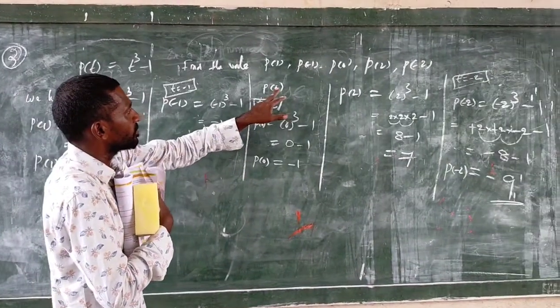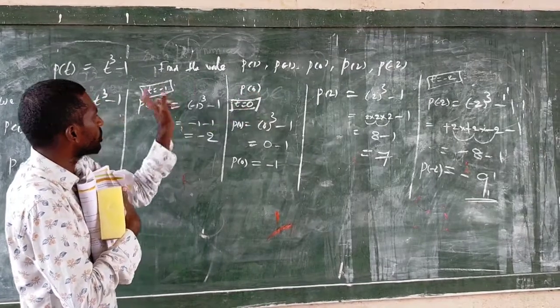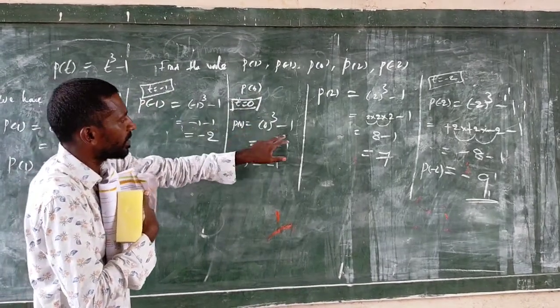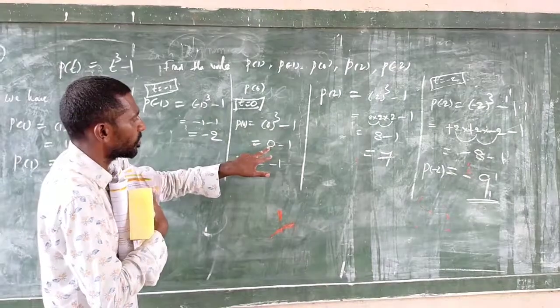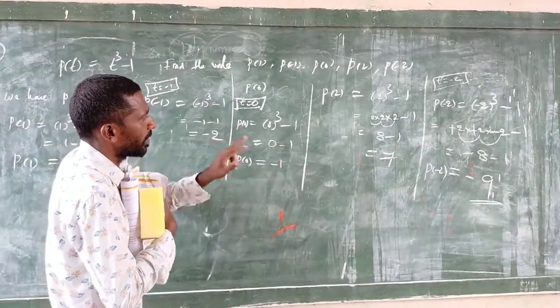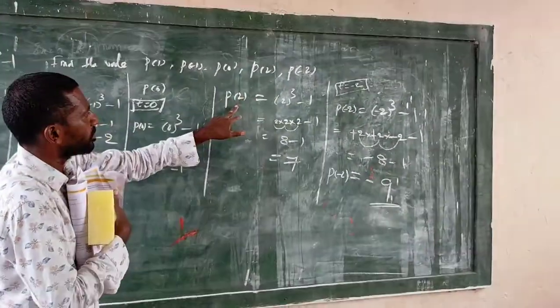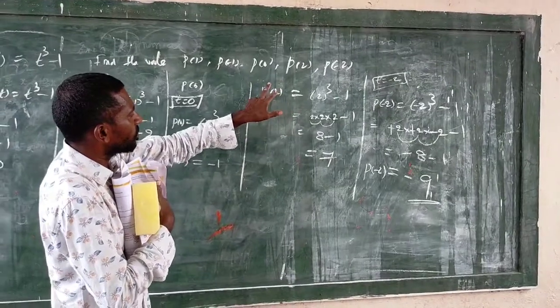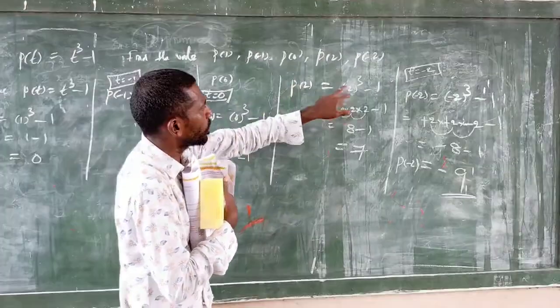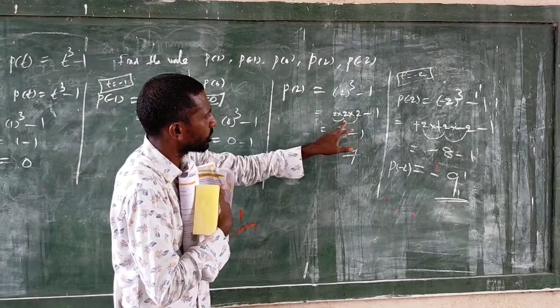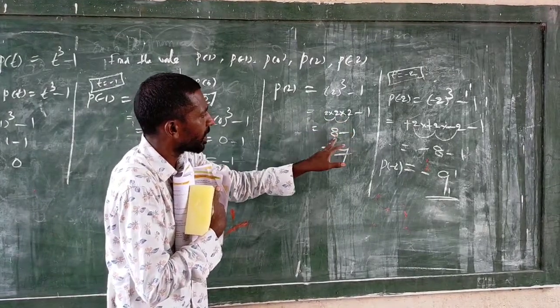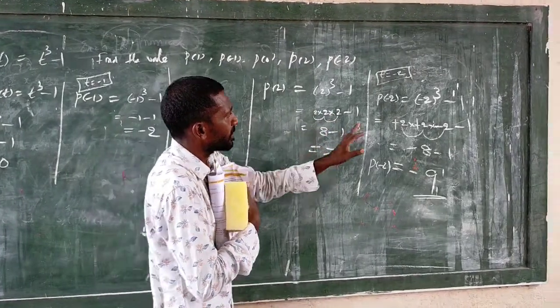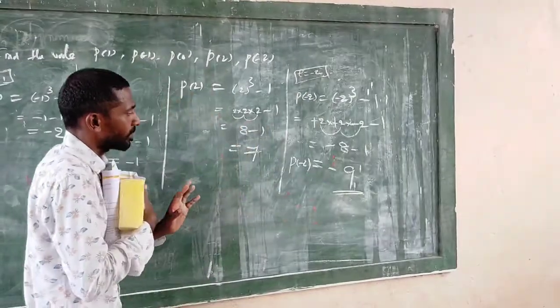0 value: put t equal to 0, substituting in the equation, 0 cube minus 1, 0 into 0 into 0, and minus 1, subtracting minus 1. Next, 2 value: put t equal to 2, substituting in the equation, 2 cube minus 1 equal to 2 into 2 into 2, 2 2s are 4, 4 2s are 8, 8 minus 1 equal to 7. And next, similarly in this one also.